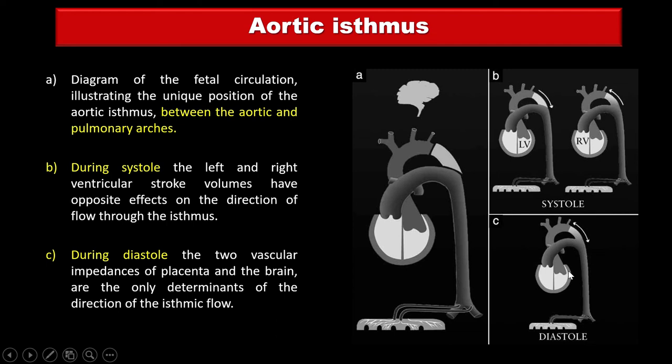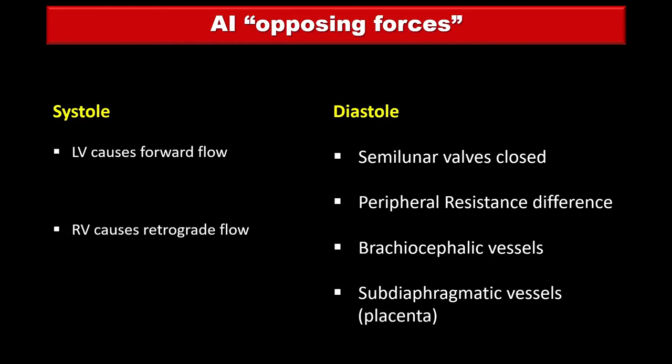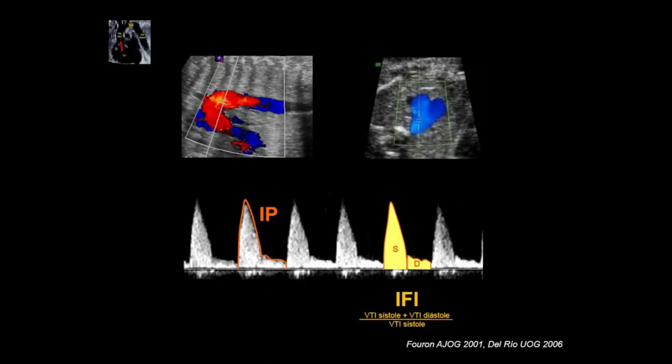And in diastole, the direction of flow in aortic isthmus will depend on resistance of placenta and cerebral vessels. So in a normal pregnancy, the placental resistance is low and the cerebral resistance is high, and the flow is antegrade. So there are four opposing forces acting on aortic isthmus. In systole, it's left ventricle and right ventricle, and in diastole, it is placental resistance and brachiocephalic vessels resistance. And it is a watershed area, meeting point of four variables.